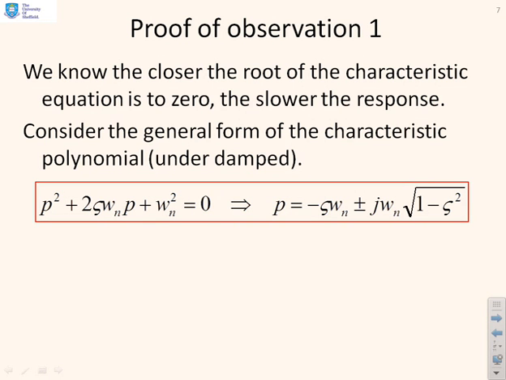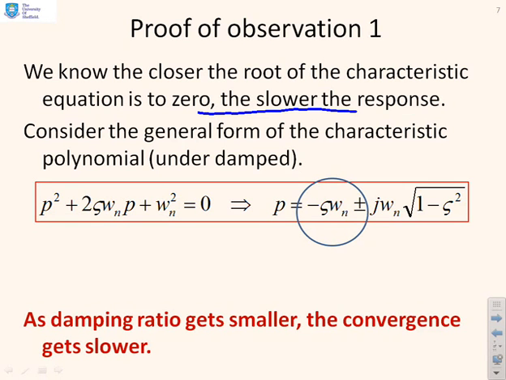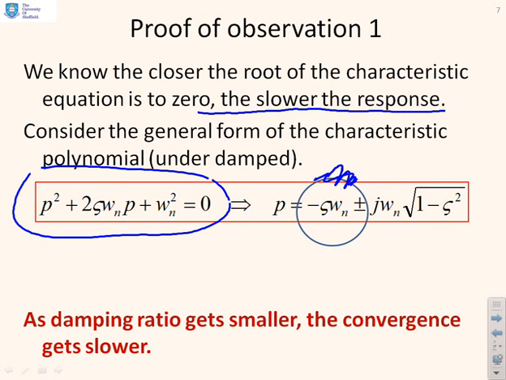So let's look at observation 1. We know the closer the root of the characteristic equation is to 0, the slower the response. So let's consider a general form of the characteristic polynomial. There it is: p squared plus 2 zeta omega n p plus omega n squared equals 0. And look just at the real part. So that's marked here, the real part. It's minus zeta omega n.